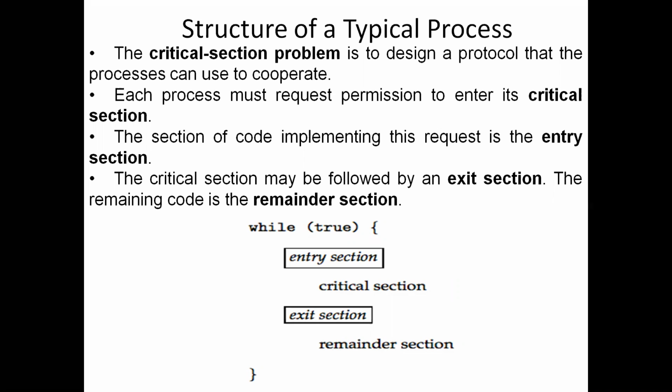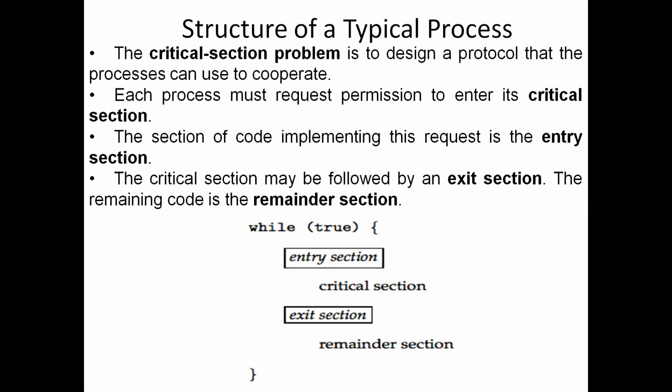Understood, right? Each process must request permission to enter into the critical section, and the section of code implementing this request is called the entry section. Next, the critical section may be followed by the exit section. After completing the execution of the critical section, the process may exit that critical section. That is called the exit section. The remaining code is called the remainder section. Like this is the structure of a process.